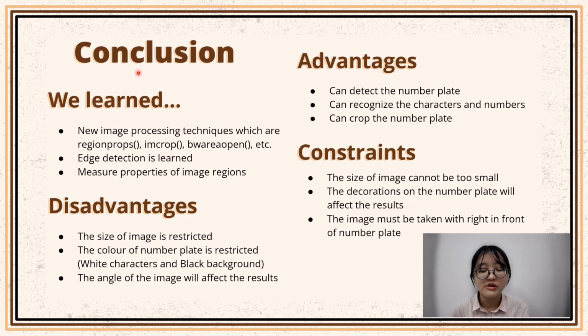The conclusion: we learned new image processing techniques, edge detection, and measuring properties. An advantage is we can detect the number plates, recognize the characters and numbers, and crop the number plate. Disadvantages are the size of the image is restricted, the color of the number plate is also restricted, and the angle of the image will affect the result.